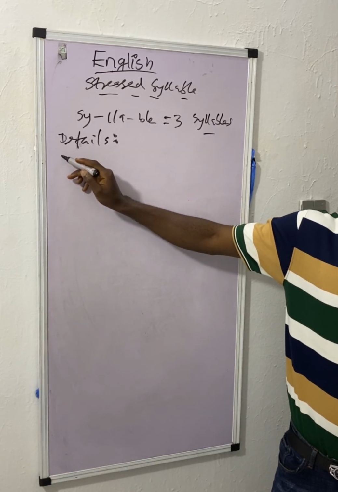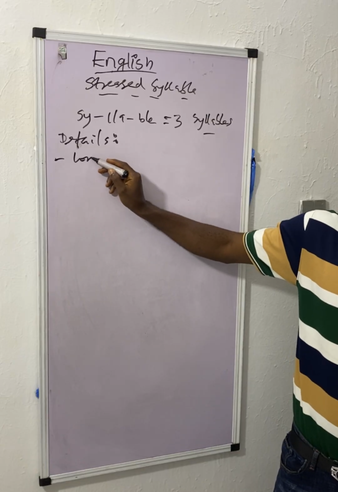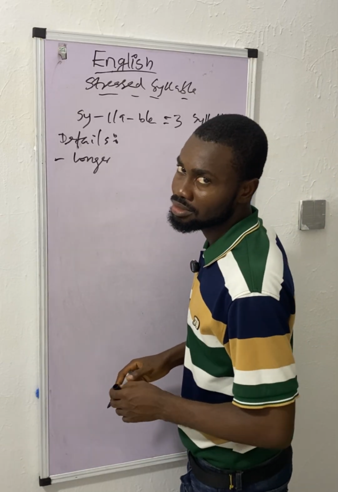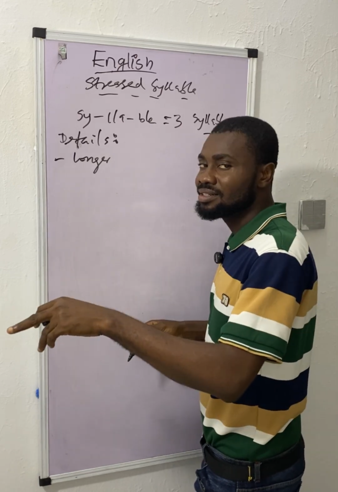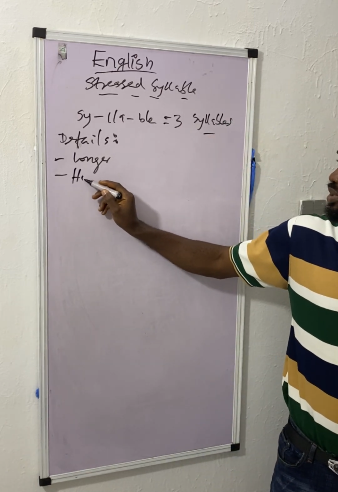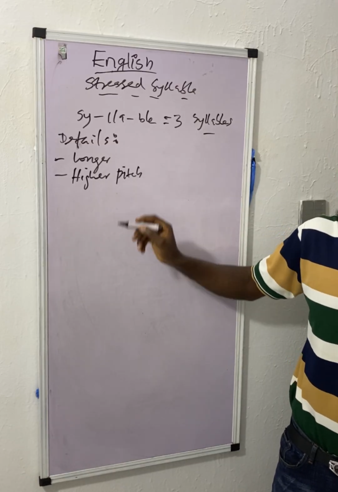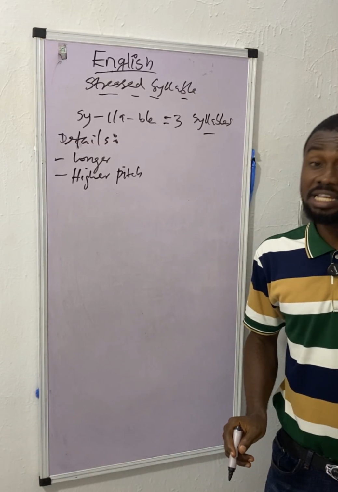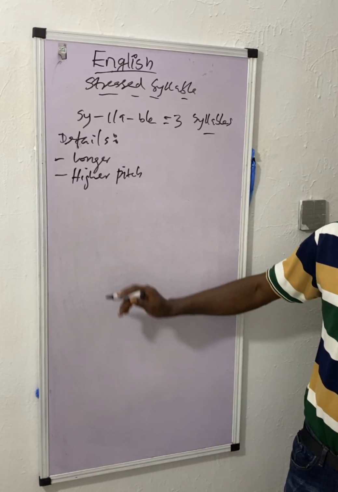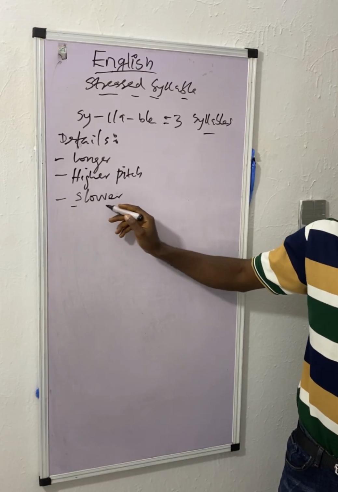All right. Stress is usually pronounced longer. For example, information. Where do we have the stress? May. That's why it's pronounced longer. It usually has a higher pitch. That's why you have information. Another one is that it is pronounced slower. So that's where you have the stress.